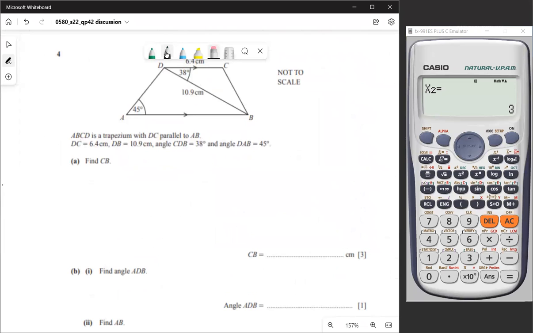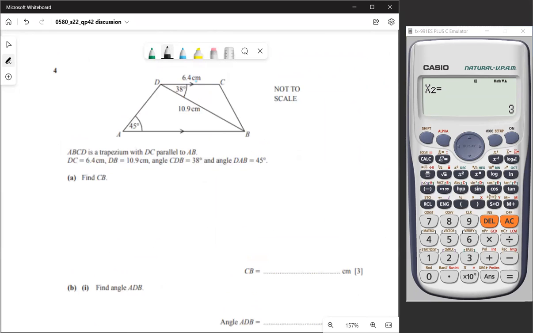Okay. ABCD is a trapezium with DC parallel to AB. DC equals 6.4 centimeter, DB equals 10.9 centimeter. Angle CDB equals 38 degrees and angle DAB equals 45 degrees. Find CB, the length of CB. They're not saying angle CB, they're just saying CB. How do I find it?